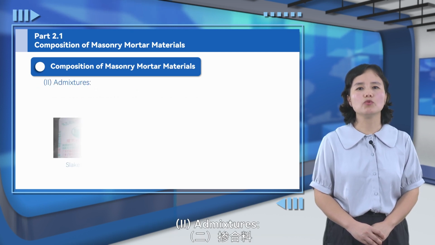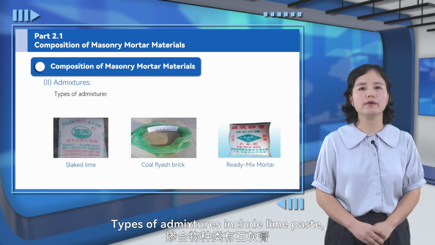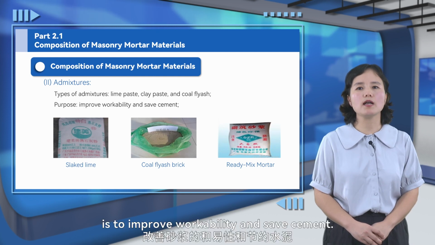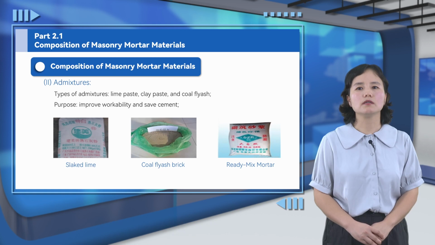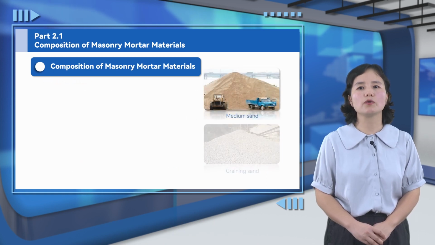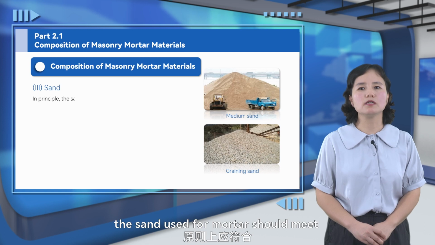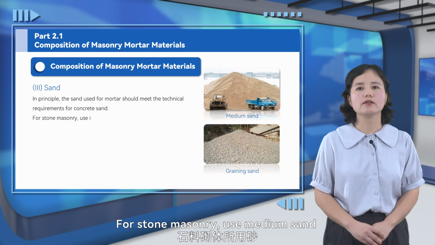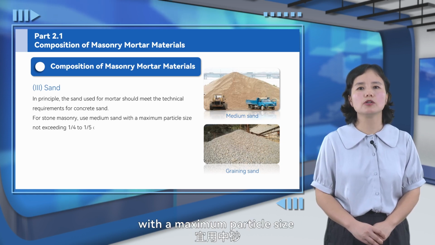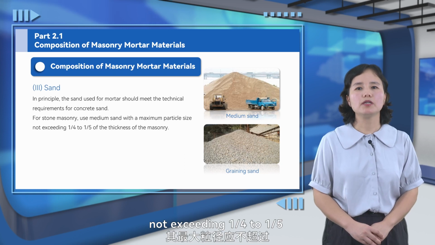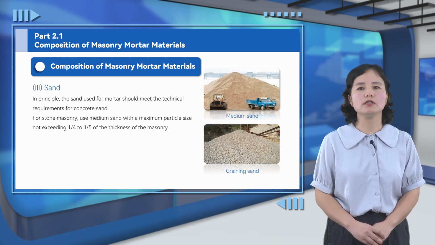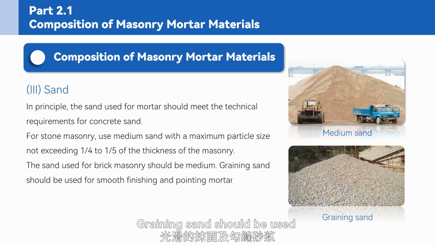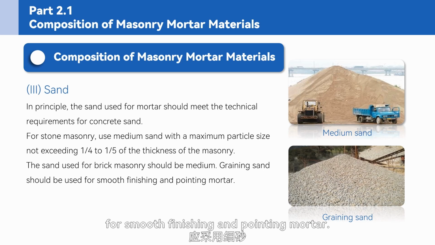2. Admixtures. Types of admixtures include lime paste, clay paste, and coal fly ash. The purpose is to improve workability and save cement. 3. Sand. In principle, the sand used for mortar should meet the technical requirements for concrete sand. For stone masonry, use medium sand with a maximum particle size not exceeding 1/4 to 1/5 of the thickness of the masonry joint. The sand used for brick masonry should be medium. Graining sand should be used for smooth finishing and pointing mortar.